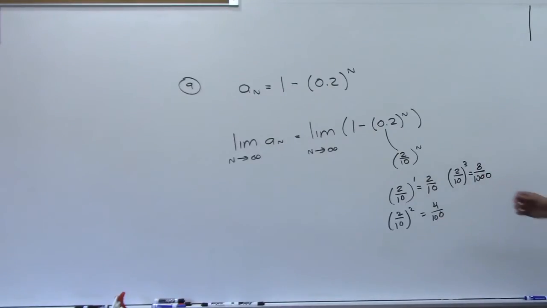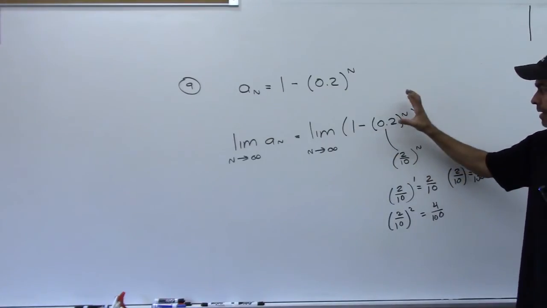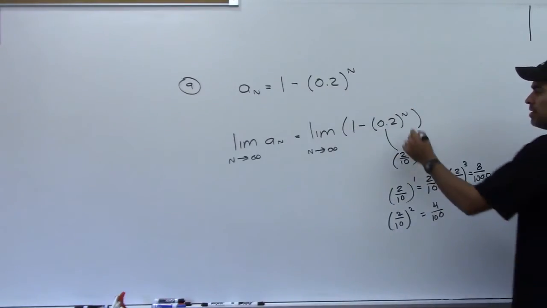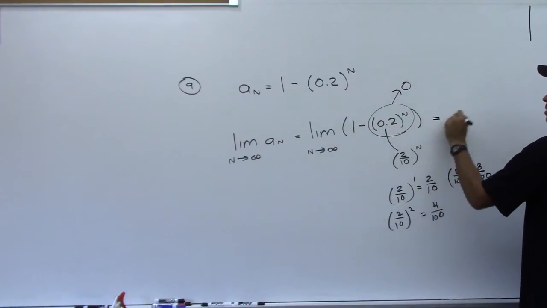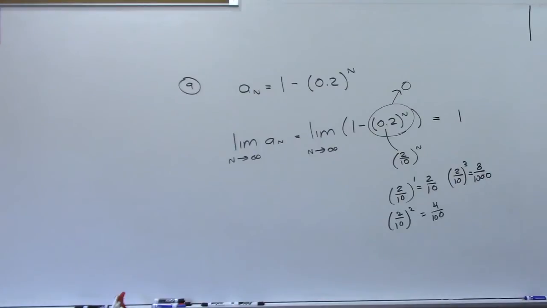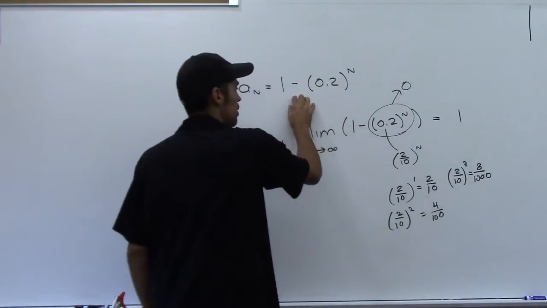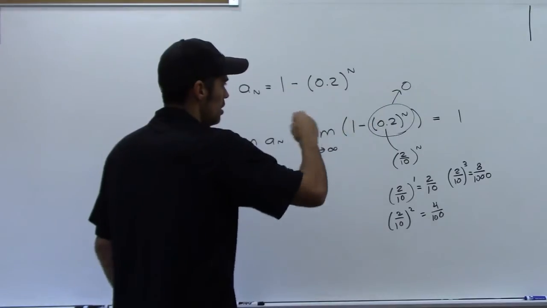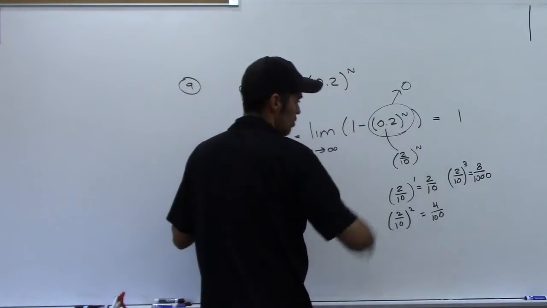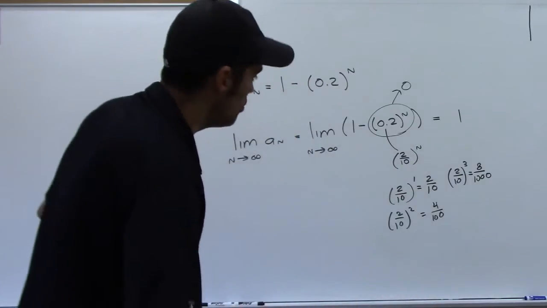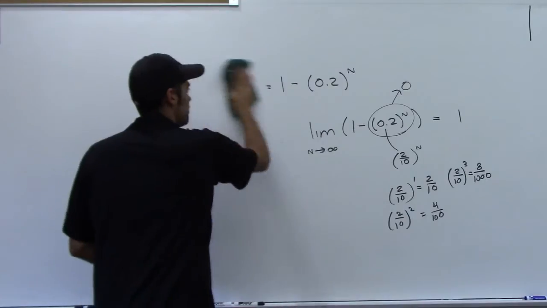So what's happening is as n gets bigger, this number right here raised to the n gets smaller. So this is approaching 0. And so we have 1 minus 0, which is headed towards 1. As n gets bigger, this expression, this sequence should get smaller and smaller, and so we should get something closer and closer to 1. Remember, we're not saying we'll ever get to 1. We're just saying that's what we're approaching. So the answer is 1.